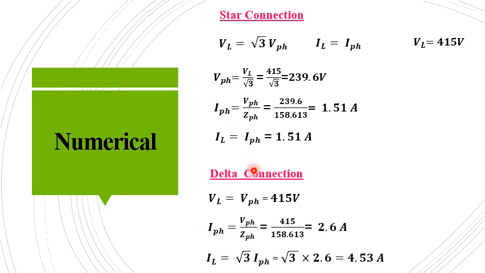Here we can see that even though the line voltages are the same, if the connection is in the form of a delta, then it can draw more current. You can see that if it is connected in star, the current drawn in the line is only 1.51 ampere for a line voltage of 415 volt. But if it is connected in delta, the line current that can be drawn is 4.53 amperes, even though the supply voltage is 415 volt.